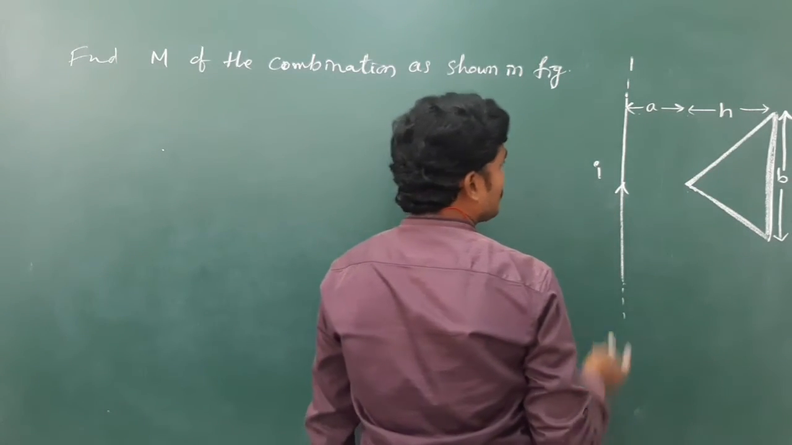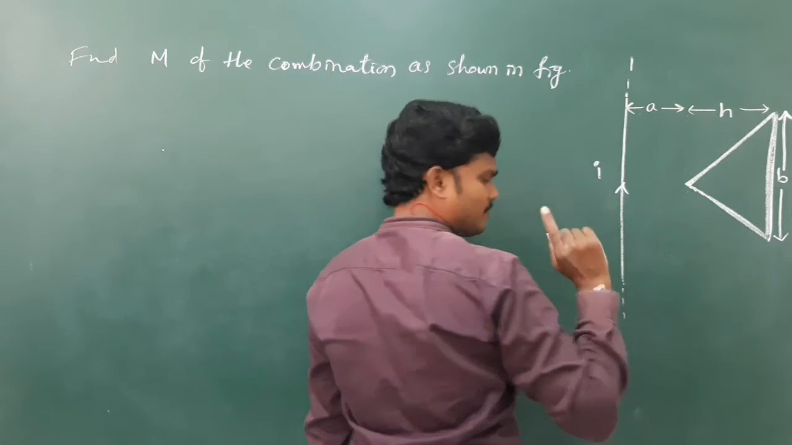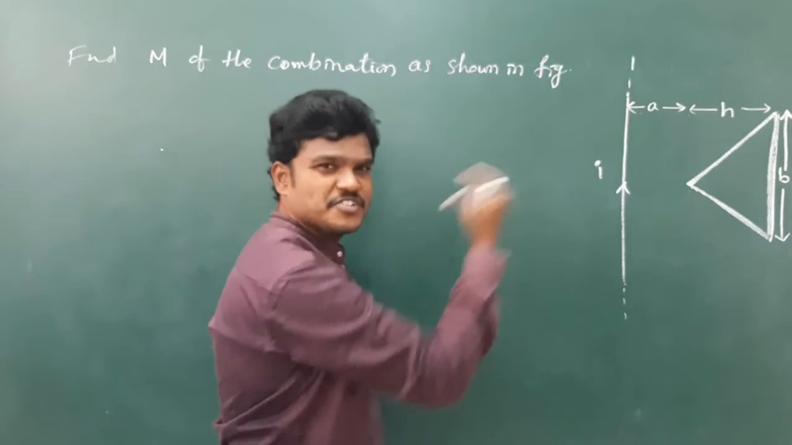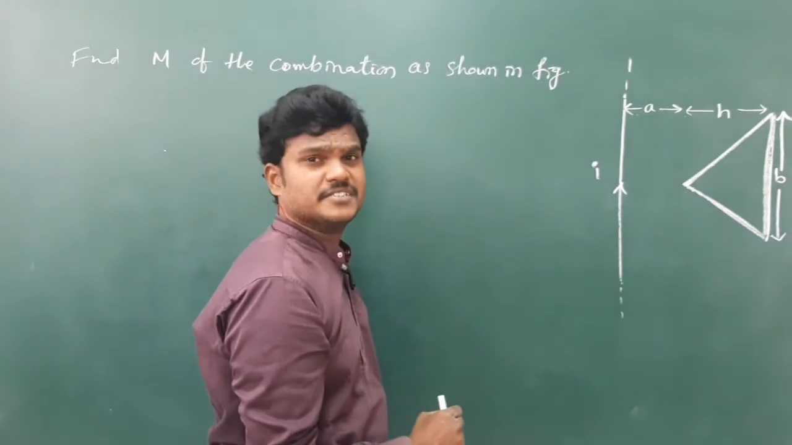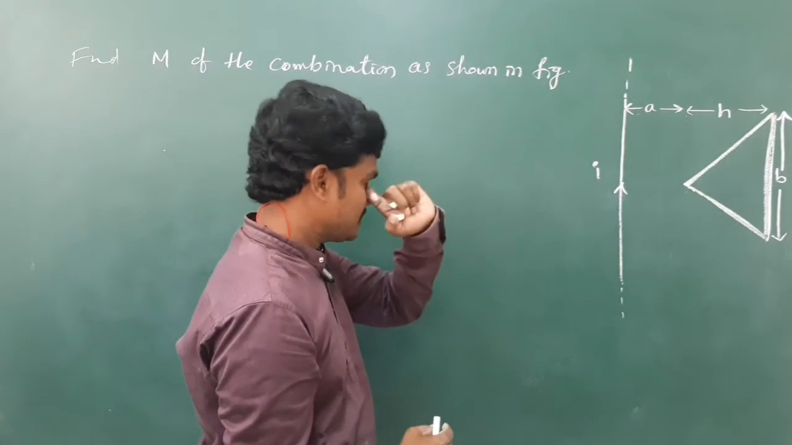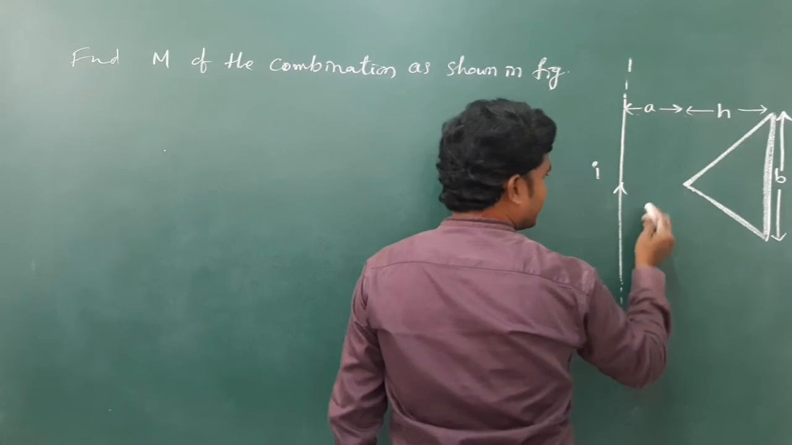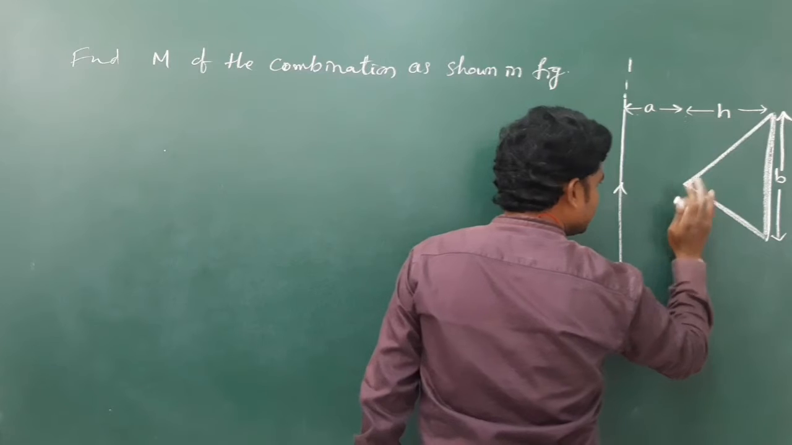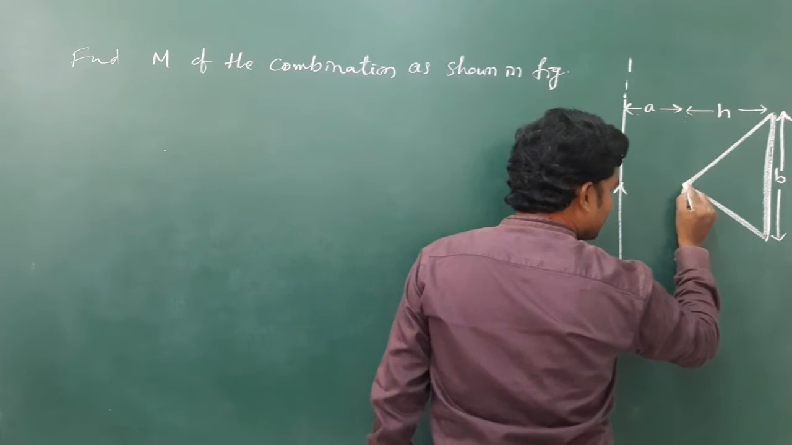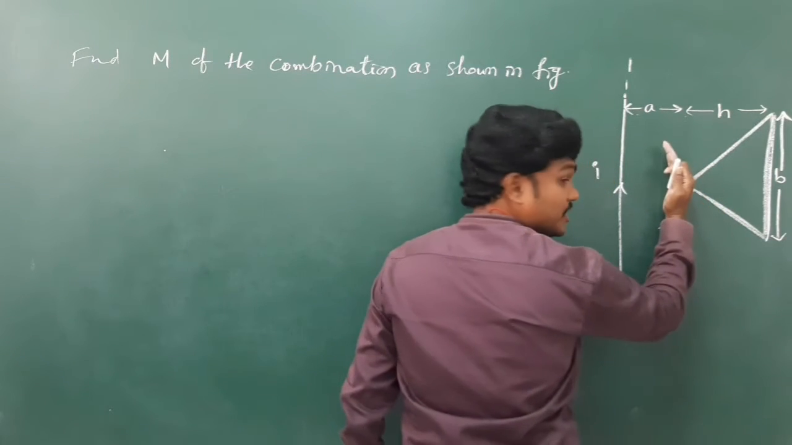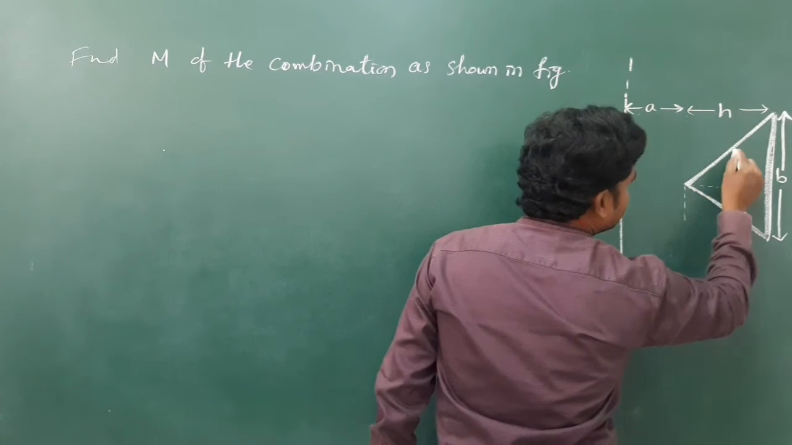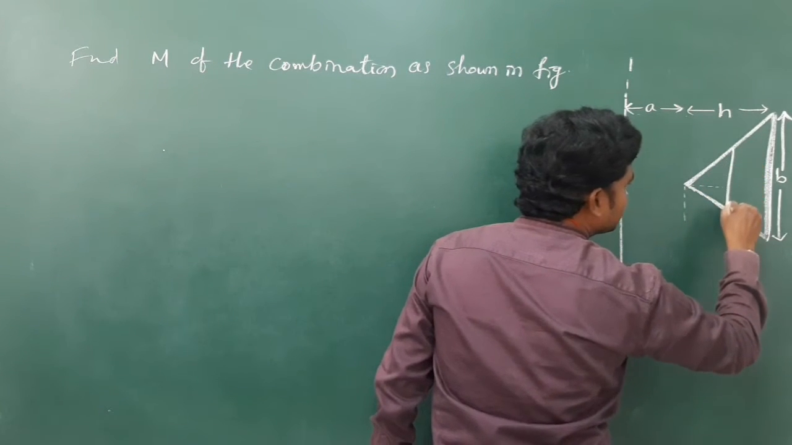To find this, again I am going to follow the same process. At a distance of x, I am going to take a small strip whose thickness is dx. Here, let me change the thing. From this edge of the triangle, I am going to take a small part. See, I am taking a small strip.